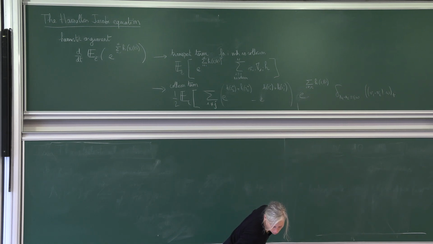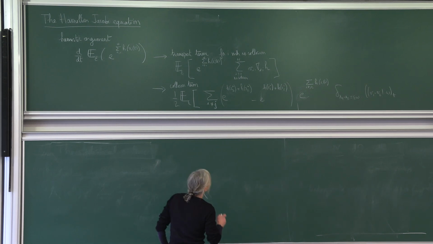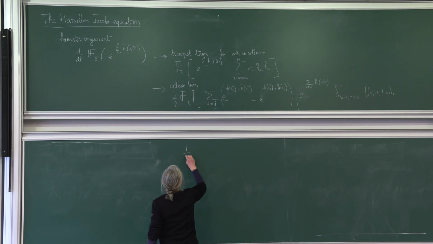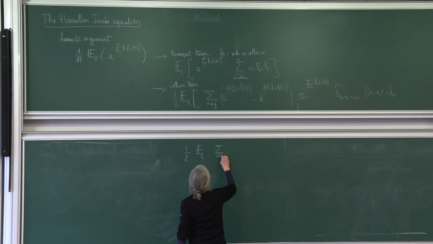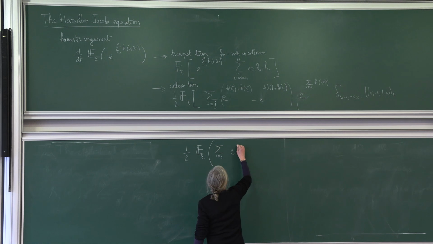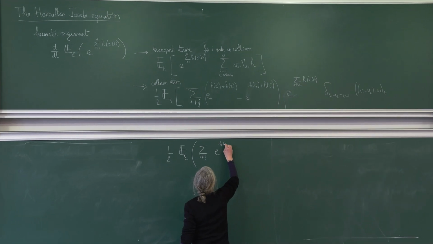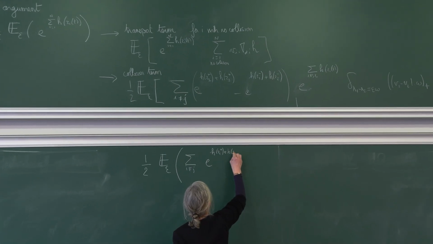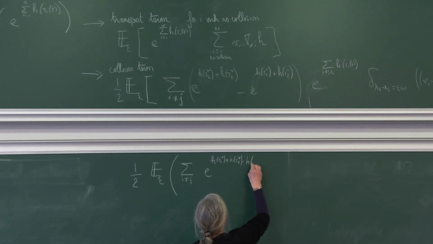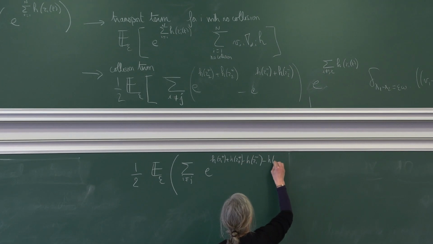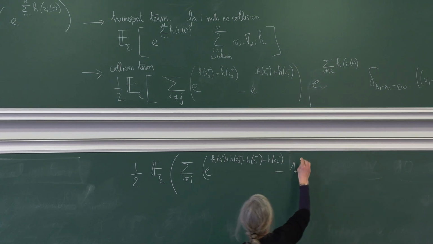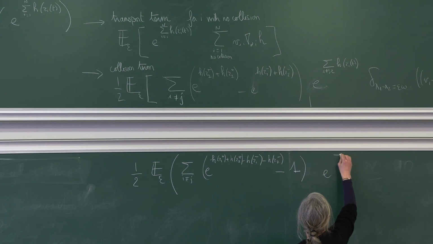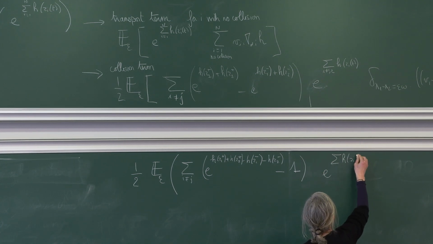So you get something which is very similar, and I will try to write it. Okay, so you can rewrite the second term as this expectation here, with i different from j, and I will write h of z1 plus, plus h of z2 plus, minus h of z1 minus, minus h of z2 minus, minus 1. And then you have the exponential of the sum now of everything, of all the z_i.